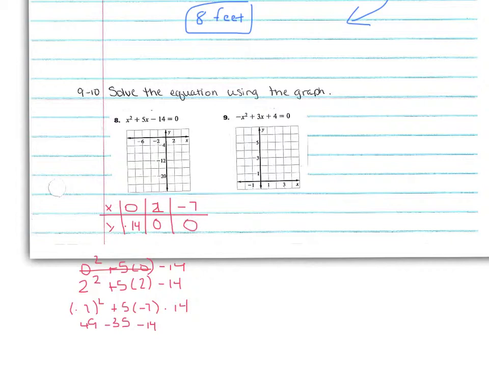So when I graph this, 0, negative 14, which is about right there. Very difficult to graph on this. 2, 0 should be right there. And negative 7, 0, which is about right there. And the vertex is actually going to be closer to negative 3, 20. And draw in the rest of it. And then your solutions are where it crosses the x-axis at 2 and negative 7.